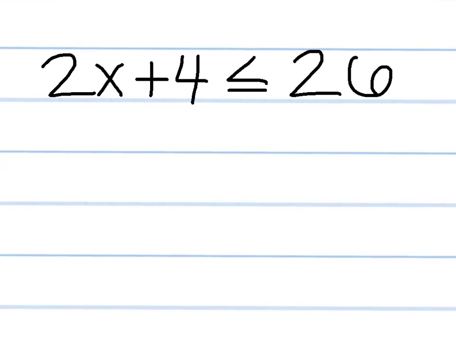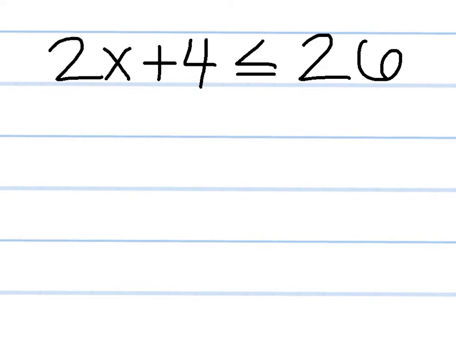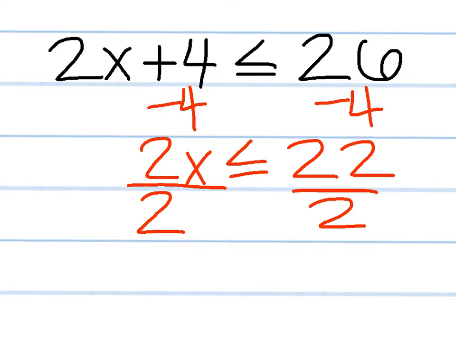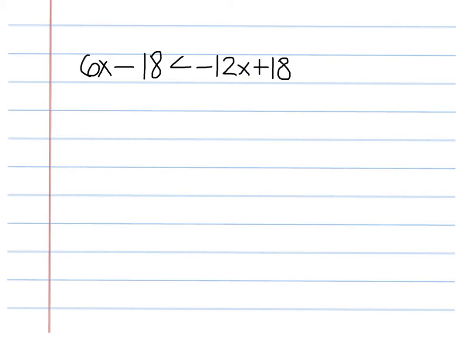Okay, solution for the practice problem. What's our first step? Subtracting the 4 from both sides. We get 2x is less than or equal to 22. We divide by our coefficient. Our answer should be x is less than or equal to 11. Okay, practice problem number 2.